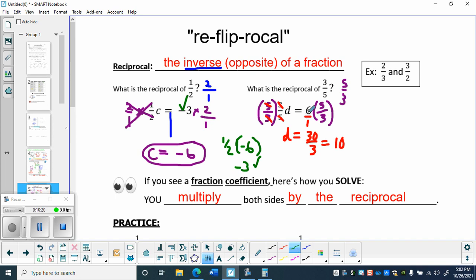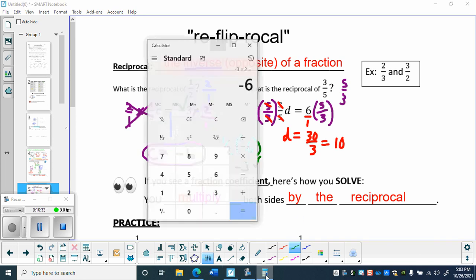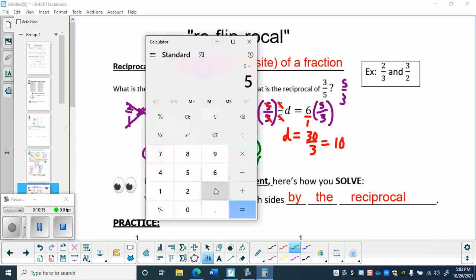Now, some of you could just go 6 divided by 3, which is 2. And then 2 times the top part, 5, is 10. It doesn't matter to me. If you're using a calculator, here's what I would do. I would go ahead and get your 5/3. Go ahead and get that reciprocal in there. You've got 5/3. Now do times the 6.